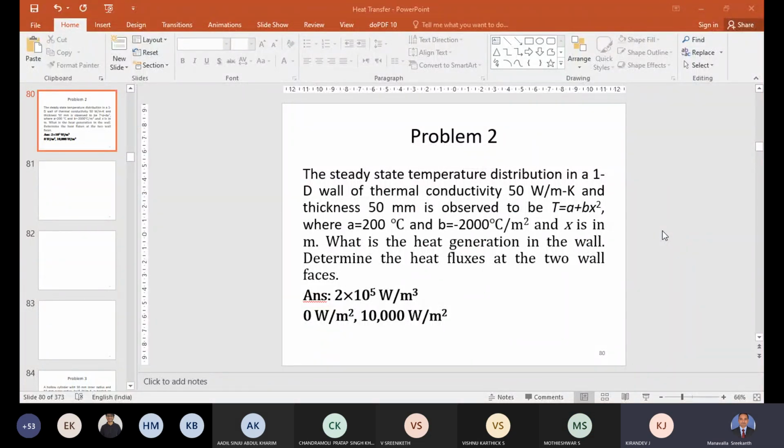Anyway, now that we are given the temperature profile, we are asked to find out what is the heat generation in the wall. Determine the heat fluxes at the two wall faces. Okay, so let us take up this problem.